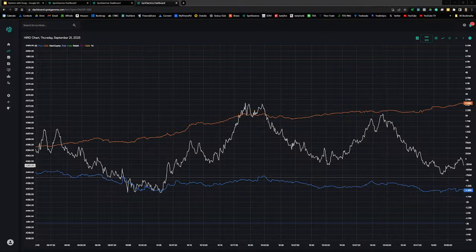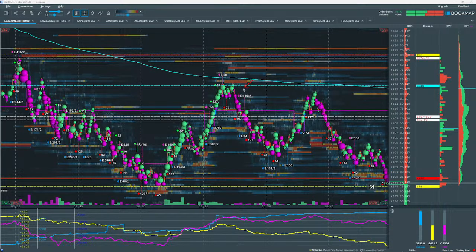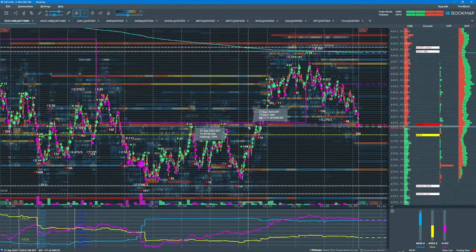Let's go take a look at Bookmap. And then there's the reversal lower that I just talked about. So carefully watching hedging flow and order flow led to a short and a long, then a short again. All right, so those are the setups that I saw this morning in the S&P 500.